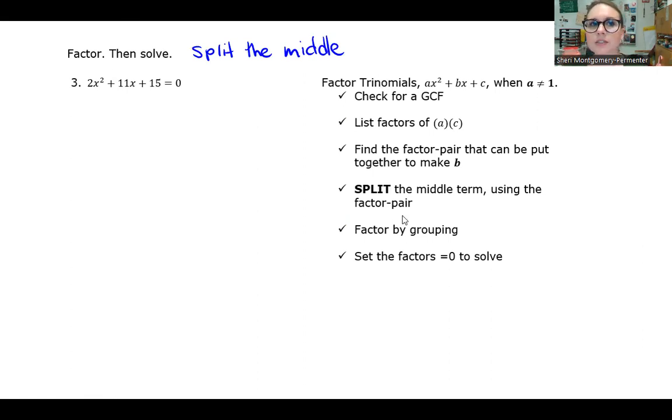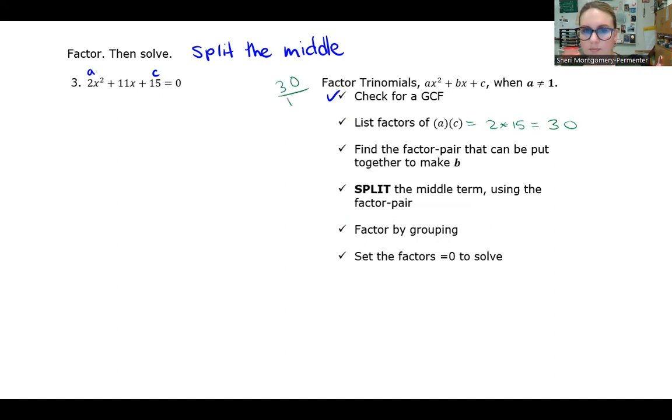And I have a list of things for us to do right here. So we just checked for a GCF and there isn't one. So now we have to find the factors of A times C. So A, this is A, and this is C. So A times C is 2 times 15. So the factors of A times C, it's 2 times 15 or 30. That's what we're finding, factors of 30.